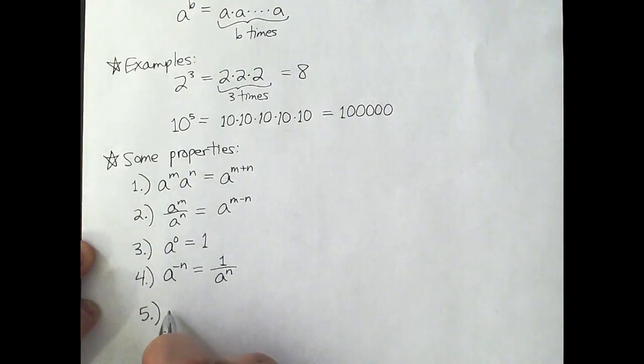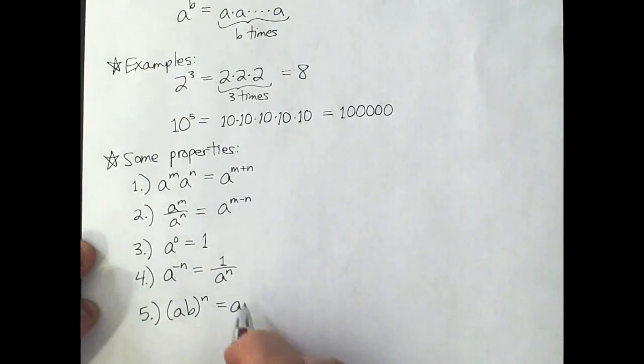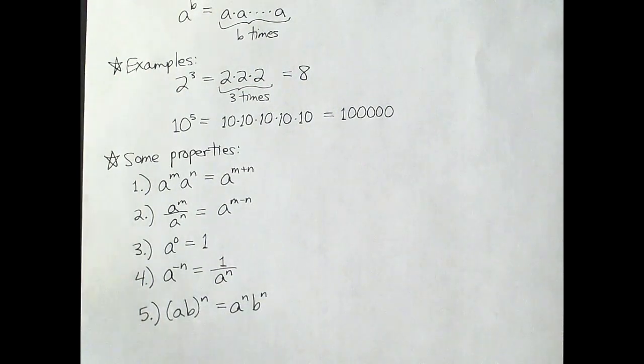Property 5 is about how parentheses work. If you had (ab) in parentheses raised to the n, that's the same as a to the n, b to the n. It's kind of like you can distribute the power across the parentheses and just raise each part to the power.